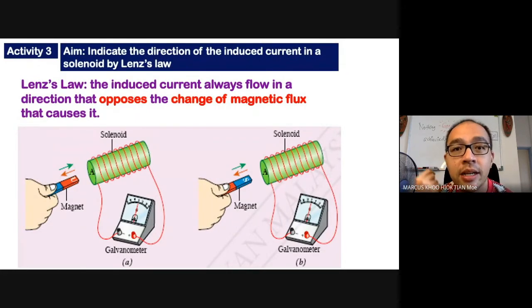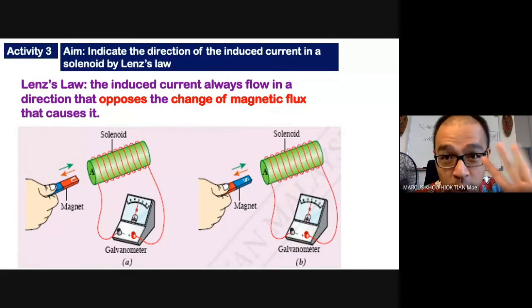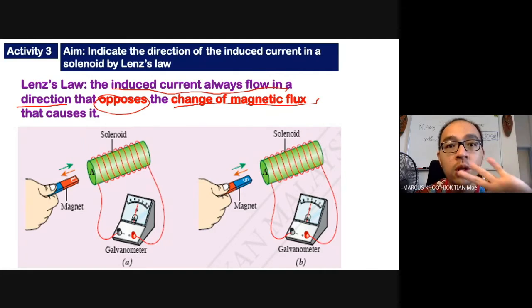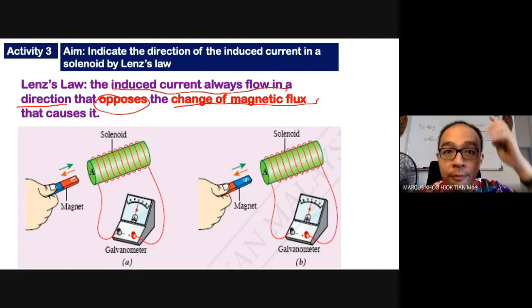But this is what it says. The induced current always flows in a direction that opposes the change of magnetic flux that causes it. It's a very, very, what is this law? Okay, think slowly. The key word is, where is the direction of the induced current? The induced current will always flow dalam arah yang akan menentang the change of magnetic flux. The current will always flow so that it will menentang the change of magnetic flux.